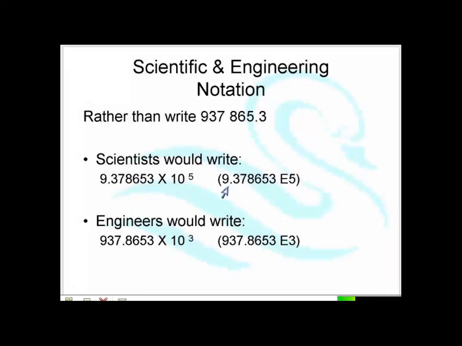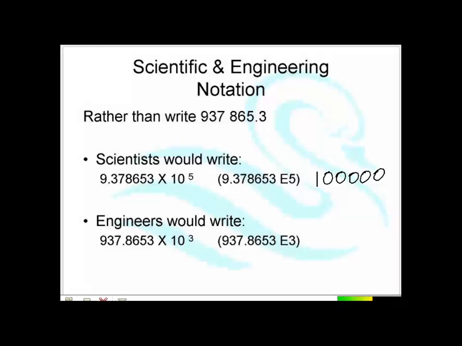Some calculators, instead of writing times 10 to the power of, write e to the 5. In both cases, what you have to remember is that it tells you there's a 1, and then it gives you the number of zeros. So e to the 5, or 10 to the 5, is a 1 with 1, 2, 3, 4, 5 zeros. And that's what we're multiplying it by. So it's 9.37865 times that big number there, 100,000.